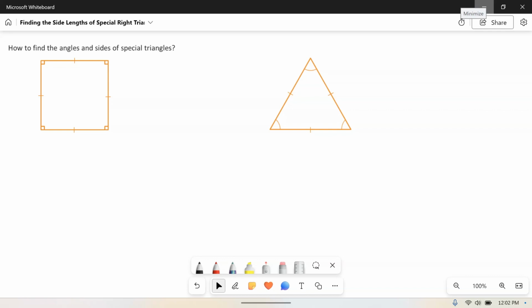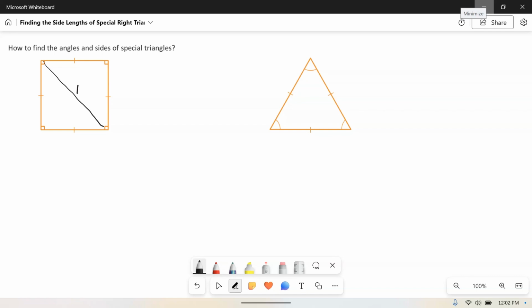So again, this first time here, we're going to start with the square. So remember, a square is a four-sided shape. The lengths of all the sides are equal to each other. All the angles are 90 degrees. And in particular, what we want to work with is a square whose diagonal has a length of 1.